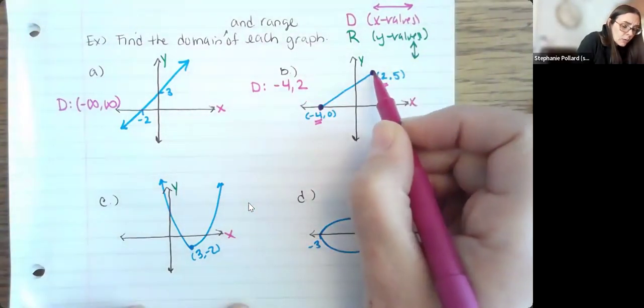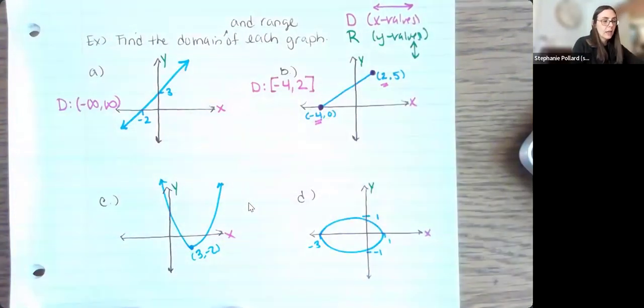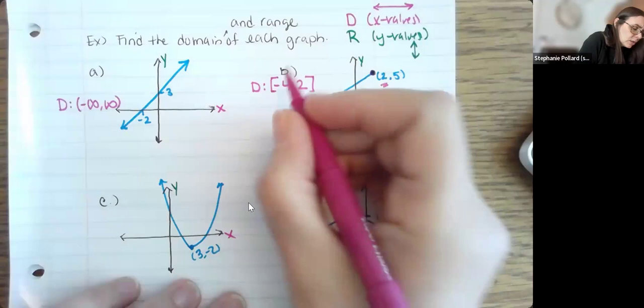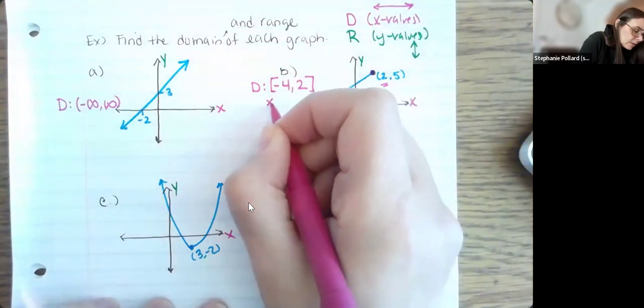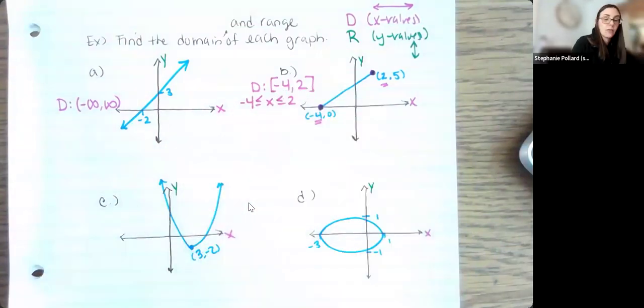Those are closed circles, so those endpoints are included, so I would use a bracket. Remember, if they're open circles, we would use a parenthesis because they're not included. Another way you could write this is that your x values are between and including the endpoints negative 4 and 2.